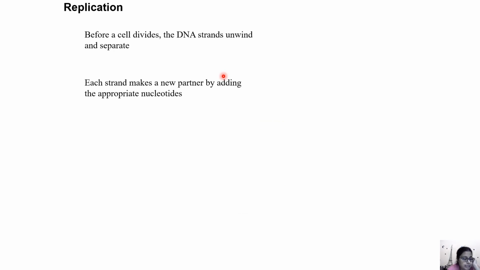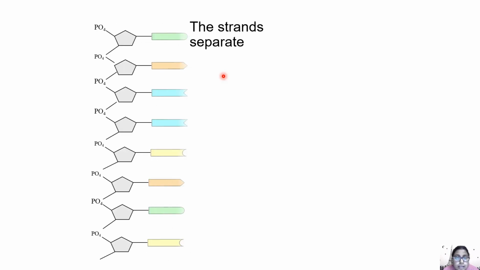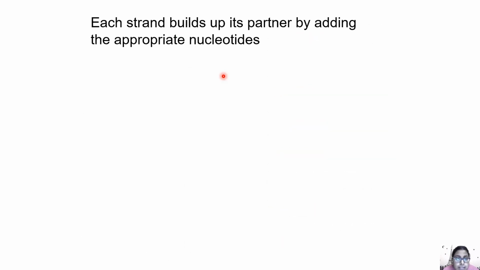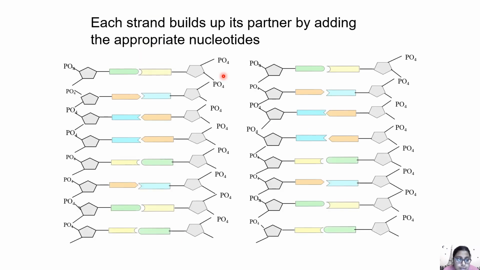So how does the division happen? Before the cell divides, the DNA strands unwind and separate, and each strand makes a new partner by adding the appropriate nucleotides. The result is that there are now 2 double-stranded DNA molecules in the nucleus, so that when the cell divides, each nucleus contains identical DNA. One parent DNA strand is forwarded to the next generation, and that parent strand makes a complementary strand by itself. That is what we call the semi-conservative mode of replication. The strands separate, and each strand builds up its partner by adding appropriate nucleotides. Correct?